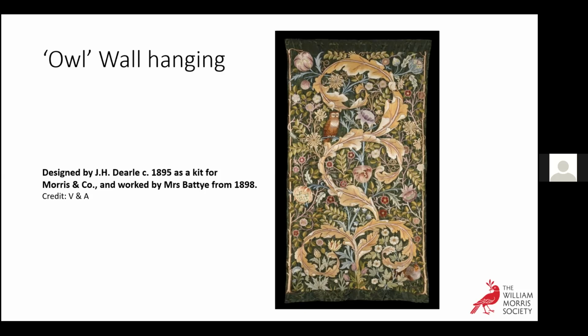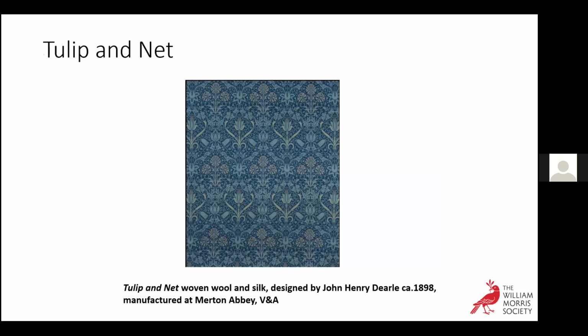And moving on to Tulip and Net, this is another design by Dearle, and although stylized, it looks like there are honeysuckle blooms in bunches of threes. Dearle began working for Morris & Company as an apprentice when he was a young boy in 1878. Showing signs of great potential, he began creating many designs across various media, including stained glass, tapestries, wallpaper, embroideries, and printed cottons, and eventually became artistic director of the company after Morris's death in 1896.